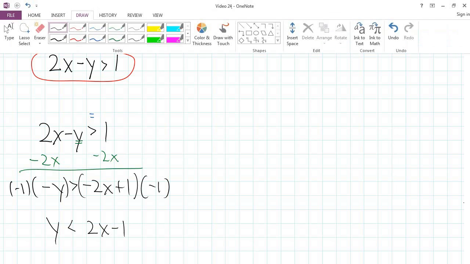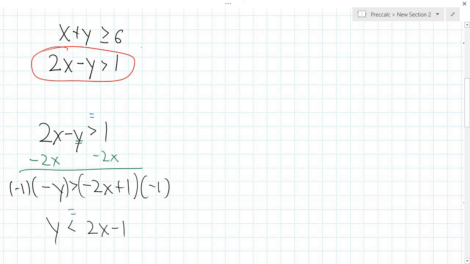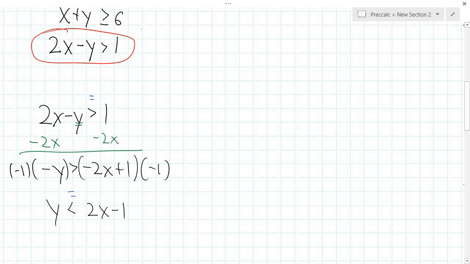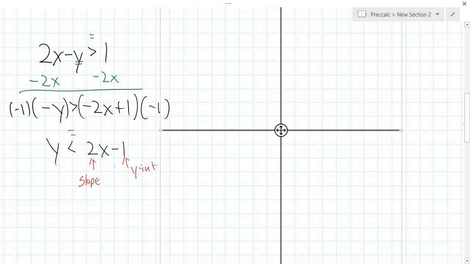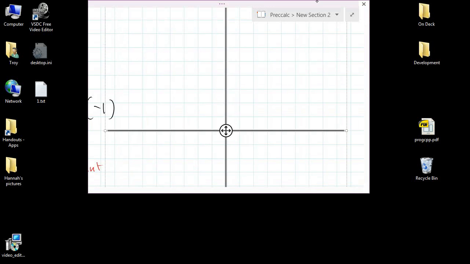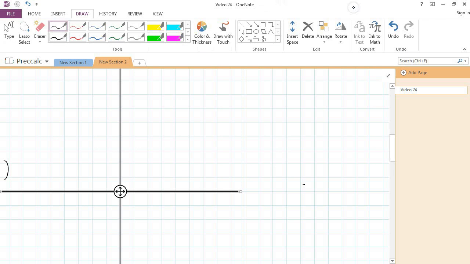Okay? Now remember that I'm pretending like this is an equation. And if this were an equation, then this line would be in slope-intercept form, where 2 over 1 is my slope, and negative 1 is my y-intercept. So let's make a coordinate plane, and let's graph this out as a line. Try that again. There we go.